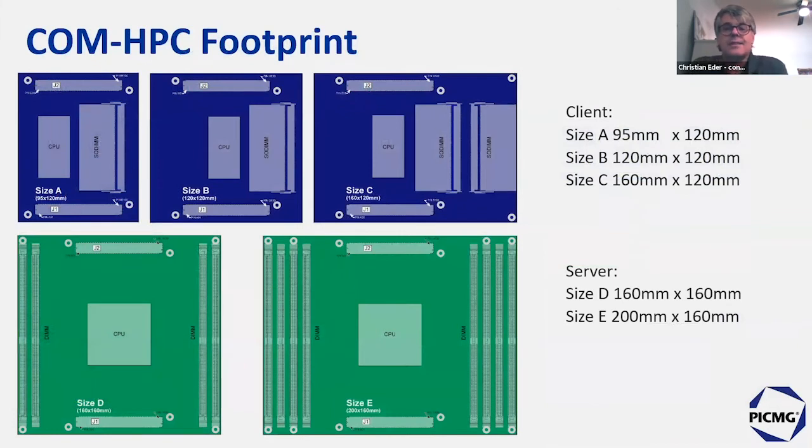Also, when it comes to the sizes, the typical large size for COM-Express is 95 by 125 millimeters. This is about the smallest size we have on COM-HPC. So the client is 95 by 120 millimeters and can scale up to 120 by 160 millimeters. And the server gets even bigger. You see the largest server size with this full memory socket is 160 by 200 millimeters. That's quite a large module, but it brings a lot of performance and a lot of memory to the game.